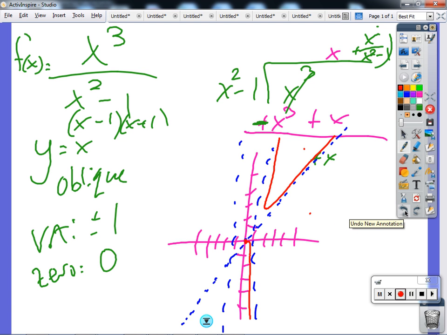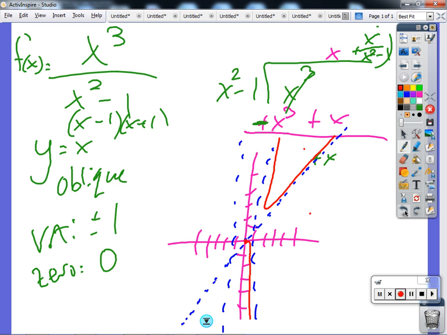Okay, now pick a number. By the way, what do you guys think it should do? Is it going to bounce or is it going to cross? Why do you believe it's going to cross? X cubed has an odd multiplicity, so therefore I believe it's going to be crossing. Well, let's just check it out to make sure.